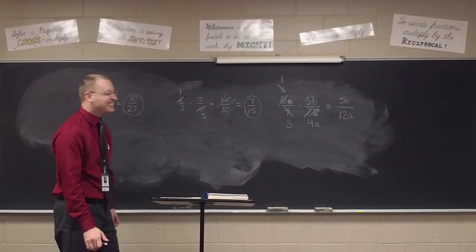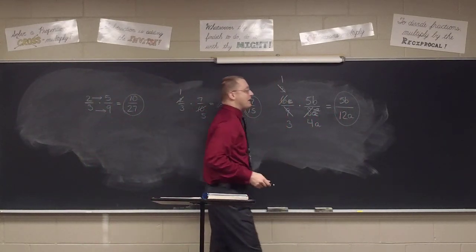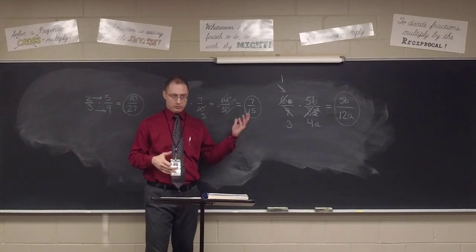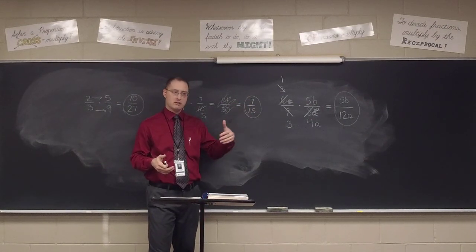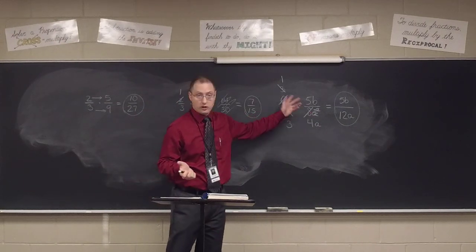All right. And we end up with 5b over 12a. Do we see how in algebra we're really doing what we were doing in arithmetic? It is canceling any numerator with any denominator. It just could involve letters, possibly.